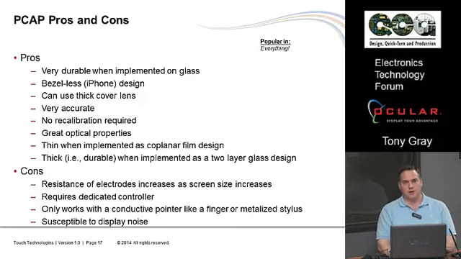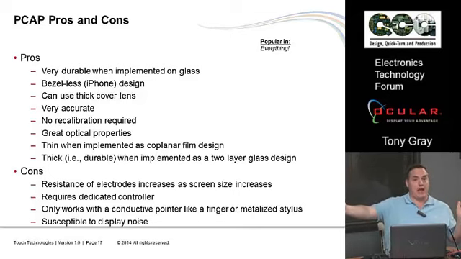Now, the downsides of Pcap is that, first of all, you have an issue with the size. So I mentioned before that as the electrodes get longer, the resistance is going to go up. And so if you take a Pcap and try to blow it up to, say, 40 or 50 inches, you start to have issues. Because at that point, you're driving an electrode that maybe has 200 to 300K resistance, and it's just not going to work very well.